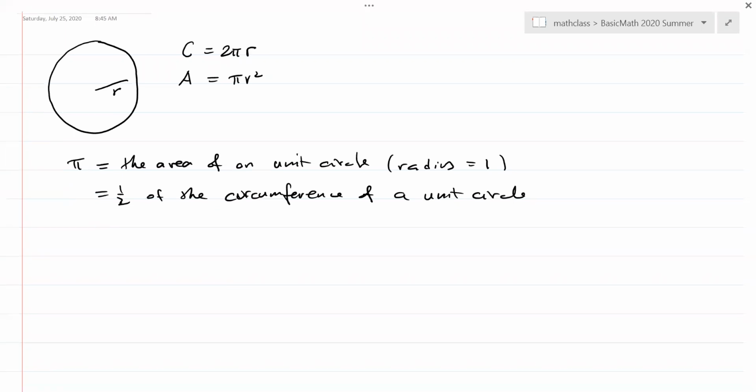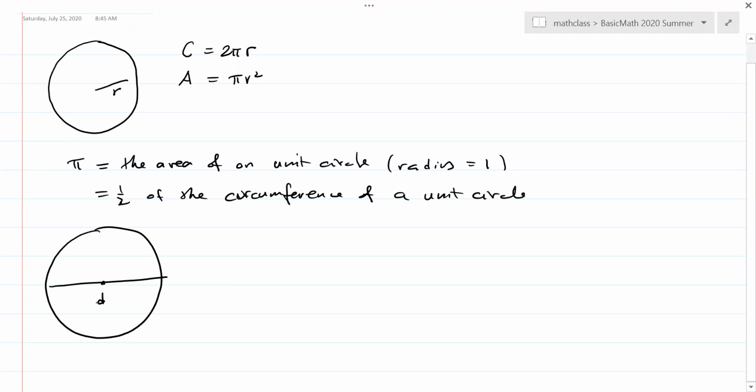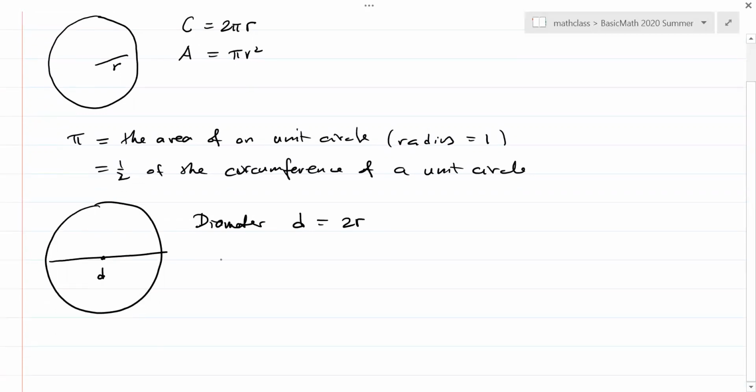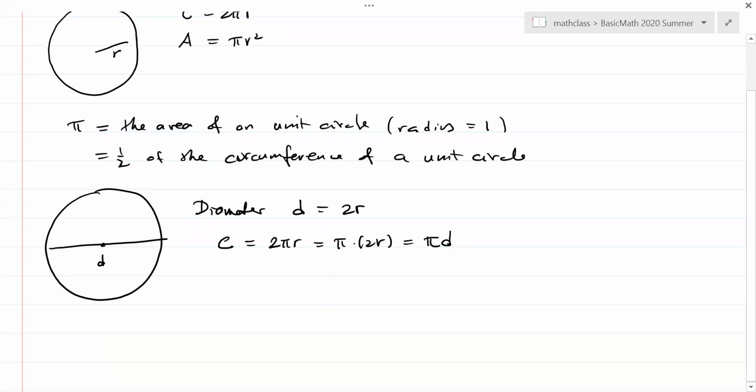Then there are other versions of the formulas. For example, if I want to use the diameter to describe the formulas, how can I do it? The diameter d is twice the radius, so I can replace r by d. You see, C equals 2 pi r, and 2 pi r is pi times 2r, so here it is just pi times d. So diameter times pi gives you the circumference.